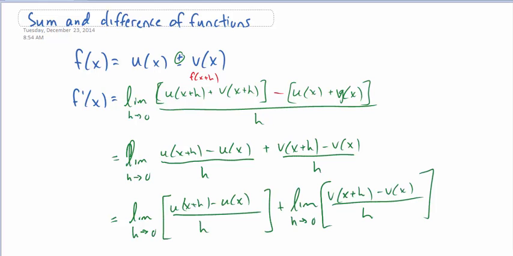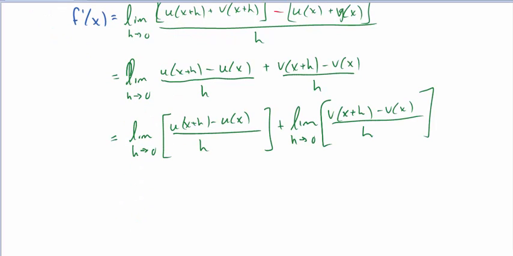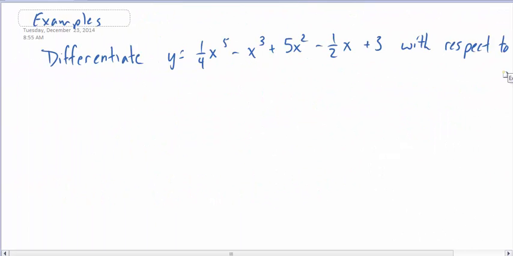And ladies and gentlemen, I hope you're jumping up and down, screaming in your seats, saying, wait a minute, that's just the derivative of u plus the derivative of v. So what this tells us is that if we have the sum or difference of several mini-functions, we can differentiate each term separately and then add or subtract them at the end. And now let's do a couple of examples.